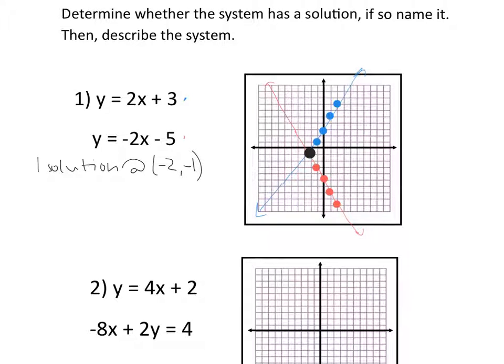Then we need to describe this system. Since it has at least one solution, it is consistent. And there is one solution, so consistent, but the two lines are independent of one another. There's not just one line, there's two. So it's consistent and independent.